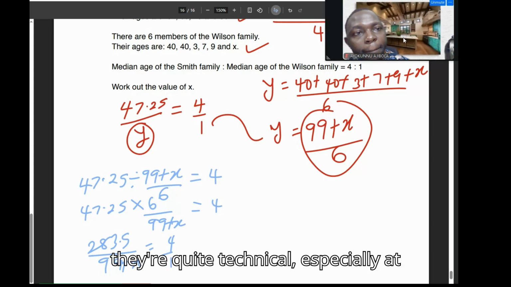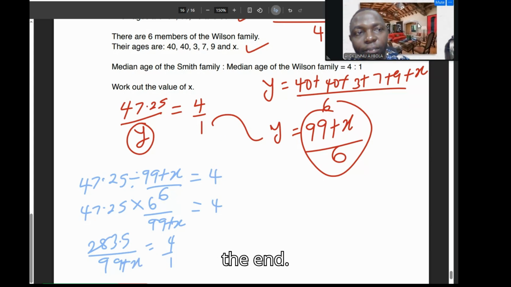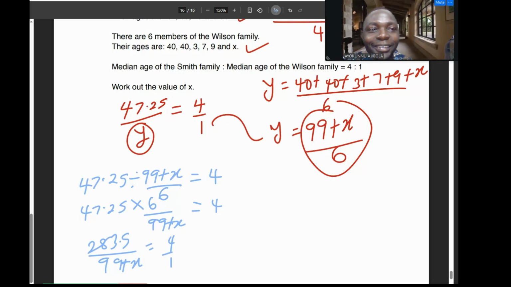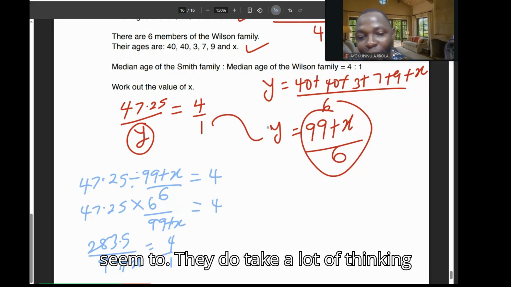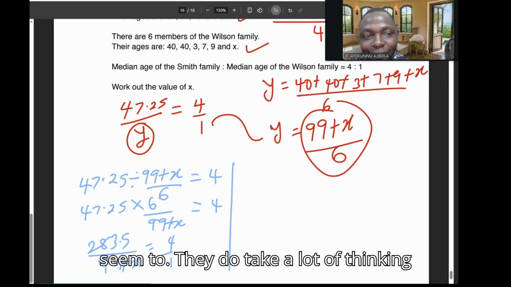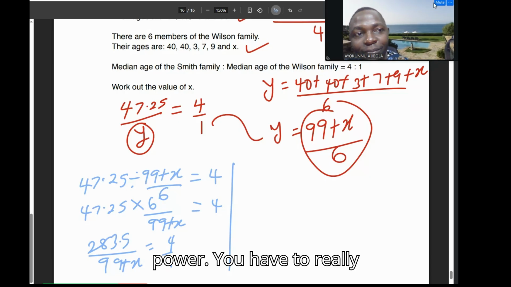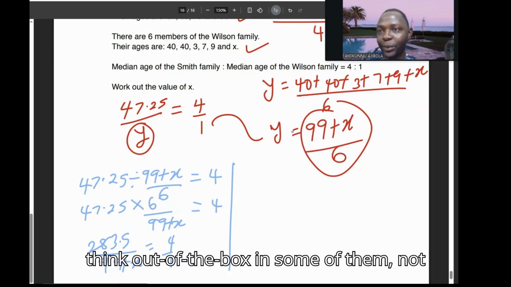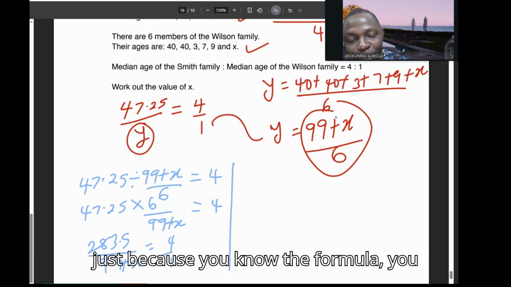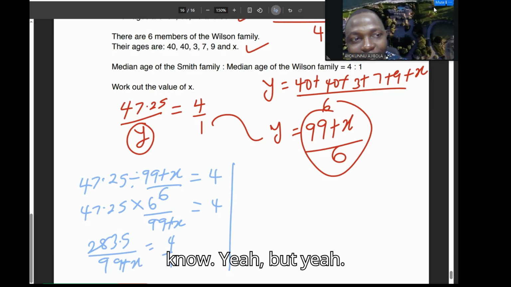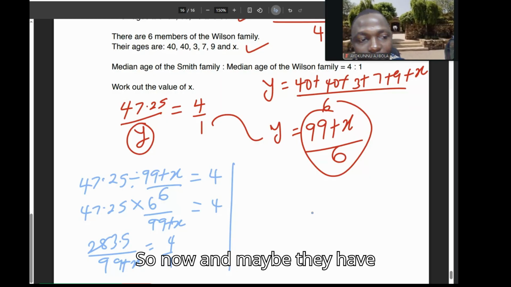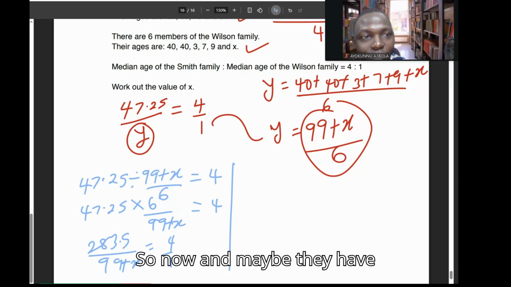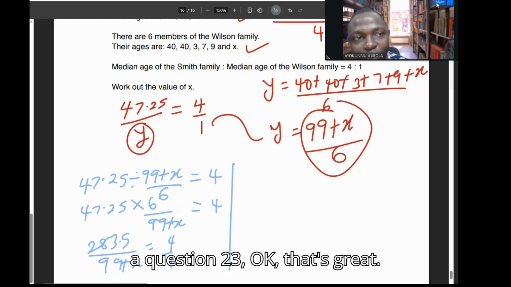Sorry to take you through this multiplication for so long. I think that some of these questions are quite technical, especially near the end. Yeah, I get it. That's true. They do take a lot of thinking power. You have to really think out of the box in some of them, not just because you know the formula. Yeah. So now to continue. I'm on question 23. Okay, that's great.